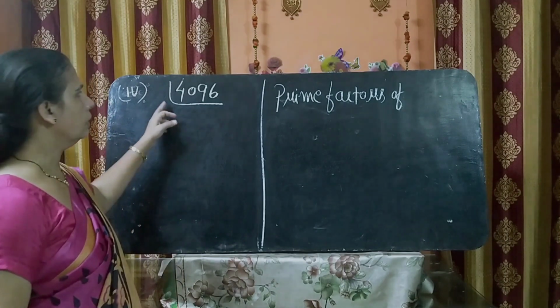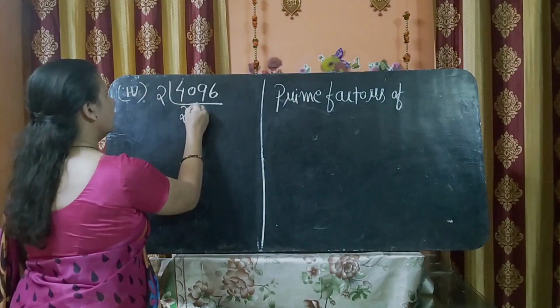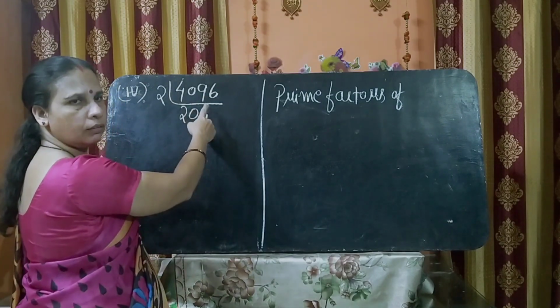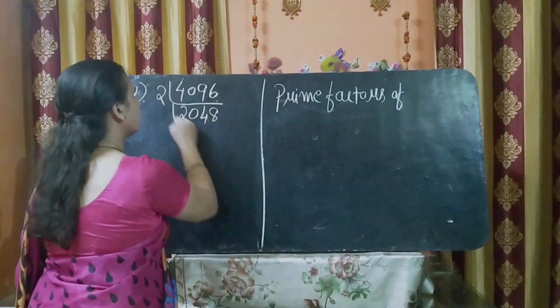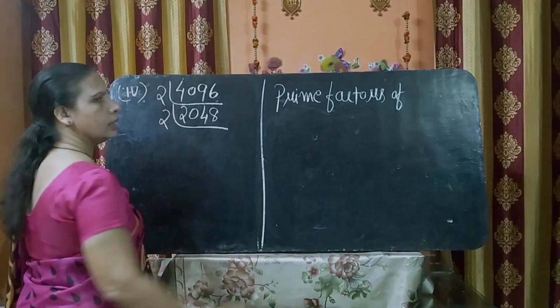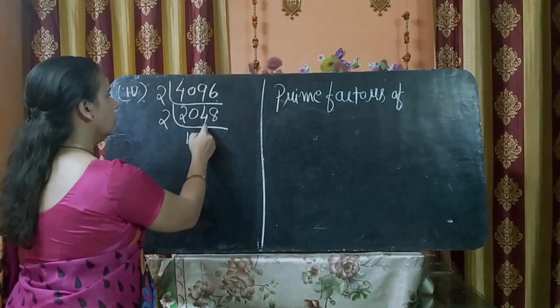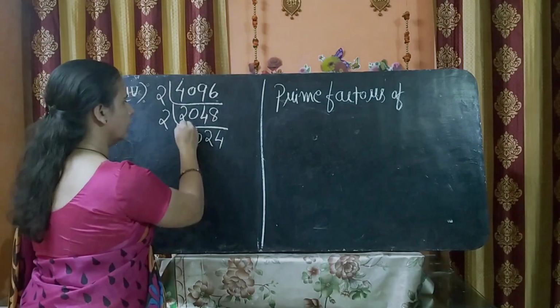What is the factor? 2. 2 2s are 4. Take down 0. Then 4 2s are 8. How many left here? 1. Number will become 16. 8 2s are 16. Then take 2 as a factor. 1 into 2, 2. Then 0, take down. Then 2 2s are 4. Then 4 2s are 8.